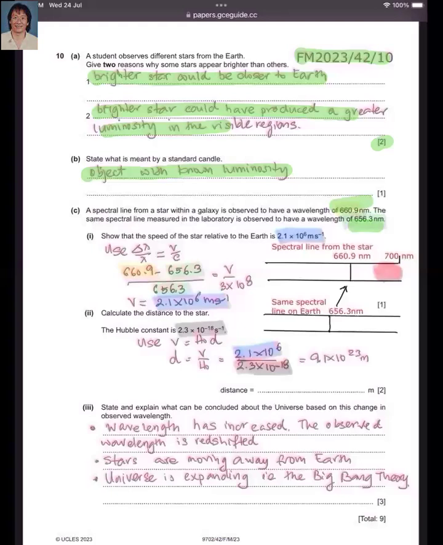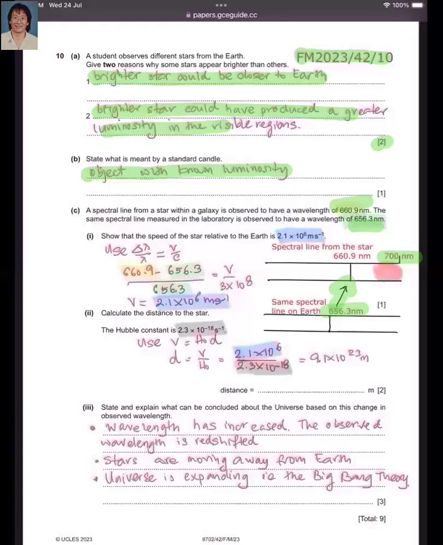In order to answer this question, you need to know that the wavelength for red light is 700 nanometer. The same spectral line on Earth is observed to have a value of 656.3 nanometer. And the wavelength is increased to 660.9 nanometer, as you can see from here. So the wavelength is now closer to 700 nanometer, the red light region of the electromagnetic wave. That means the wavelength is redshifted.